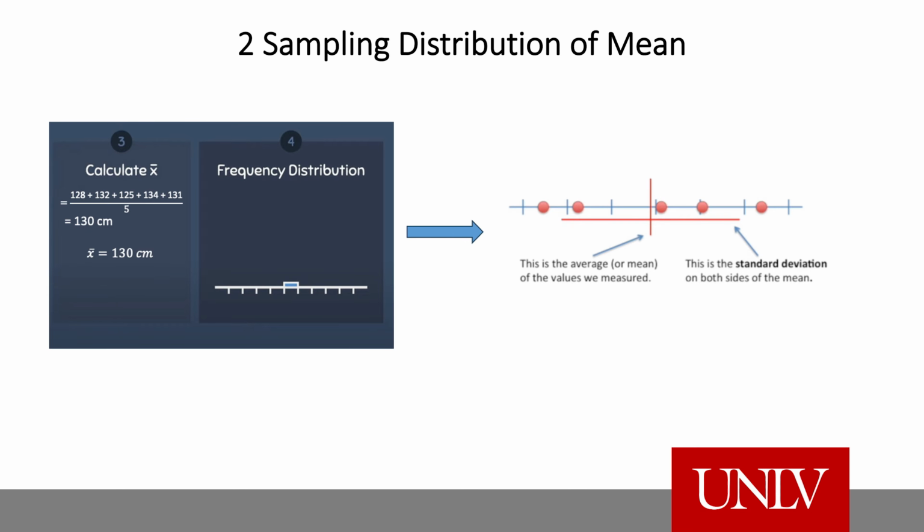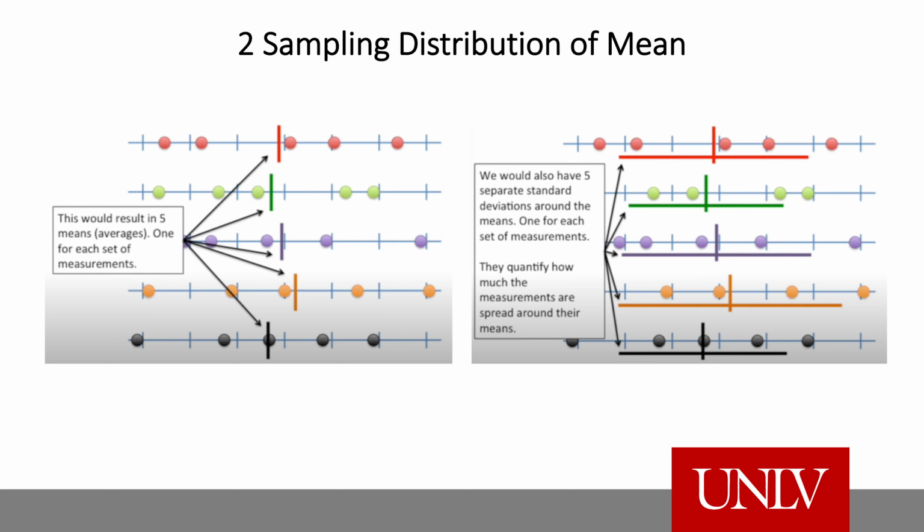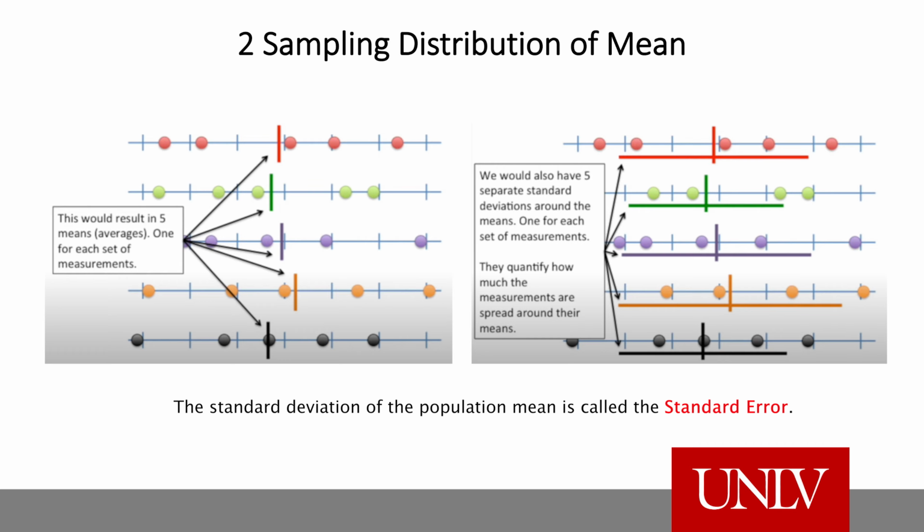Think about the sampling distribution of the mean. Each time we draw a sample, we calculate a sample mean and a sample standard deviation. If we repeat this process many times, we get many different sample means. The average of these sample means is essentially the population mean. However, these sample means are not identical. They fluctuate around the population mean. The standard deviation of these sample means is called the standard error.